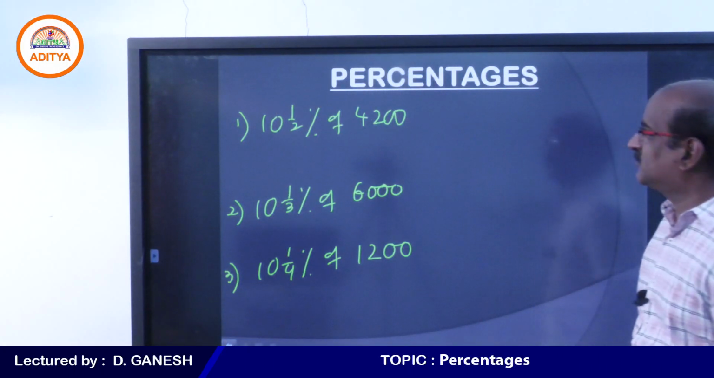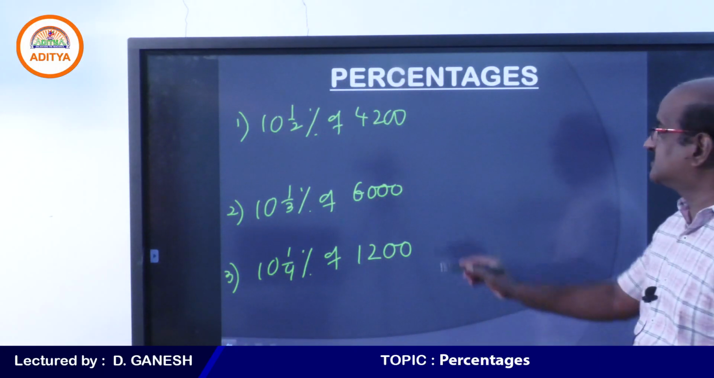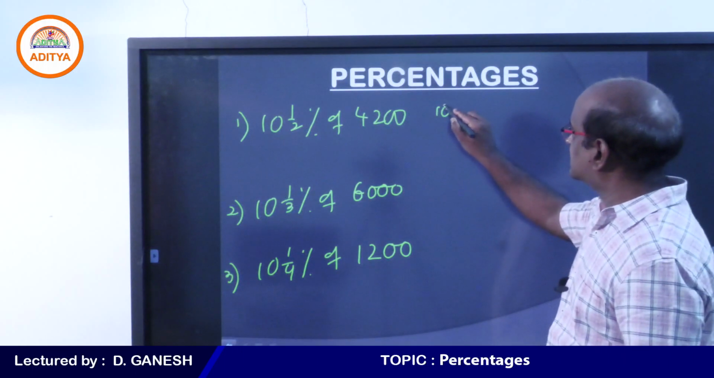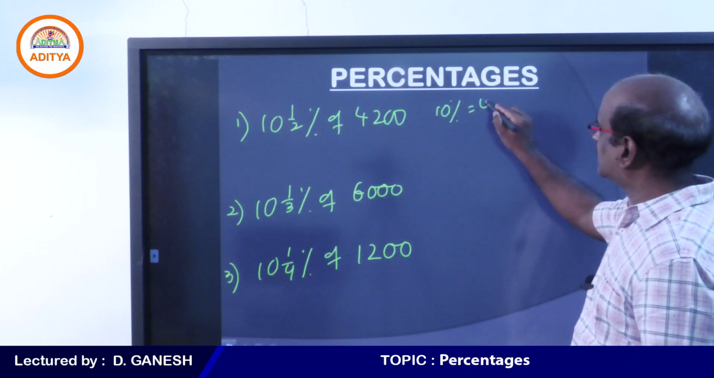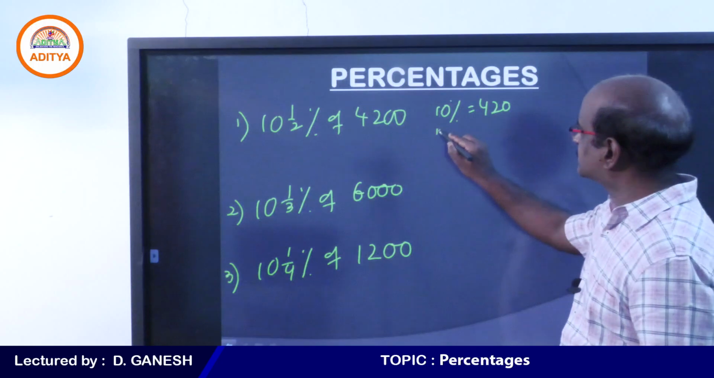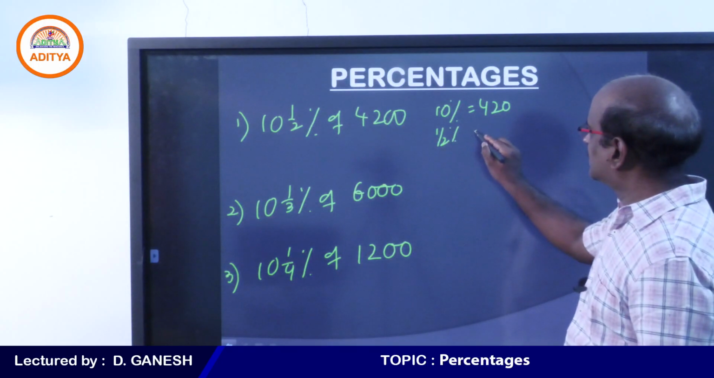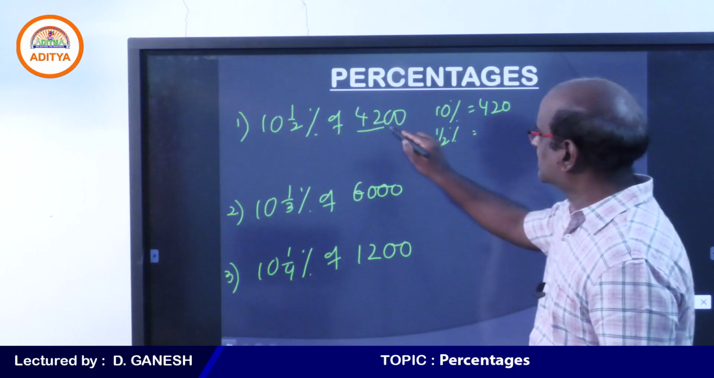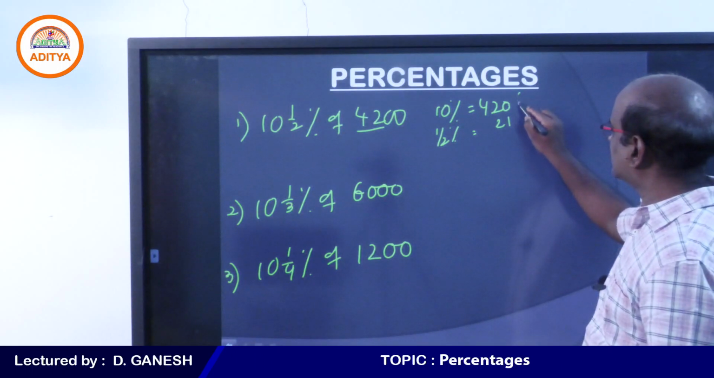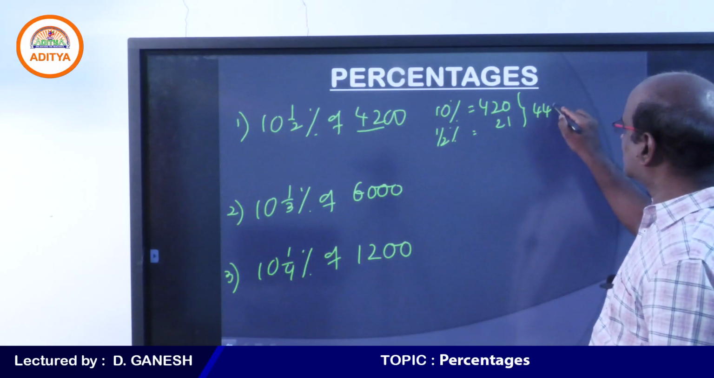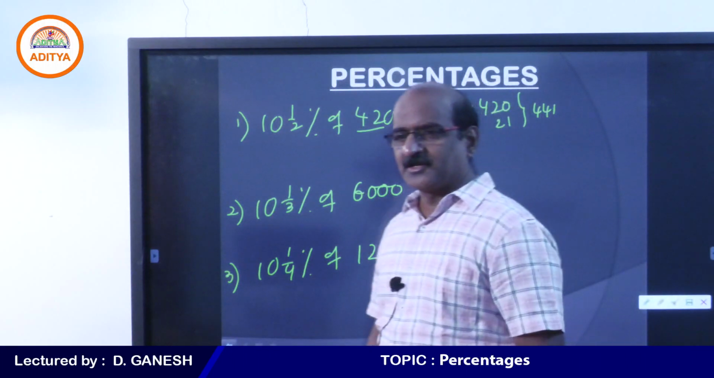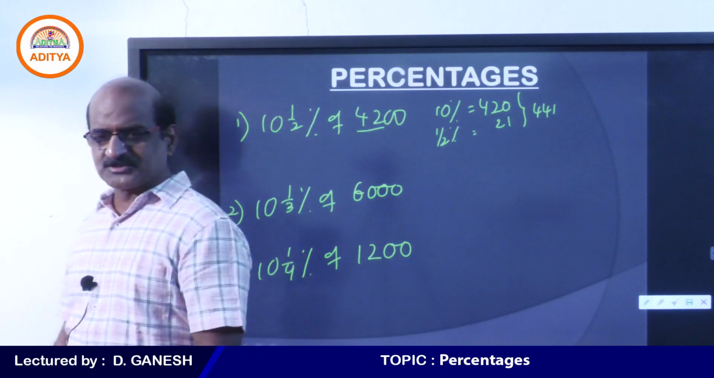My dear students, now we are about to get 10 1/2%. You know that 10% is 420, to which we need to add half percent. Because 1% is 42, half percent is 21. Hence your answer is 441. So when you know 10%, we can add half percent.